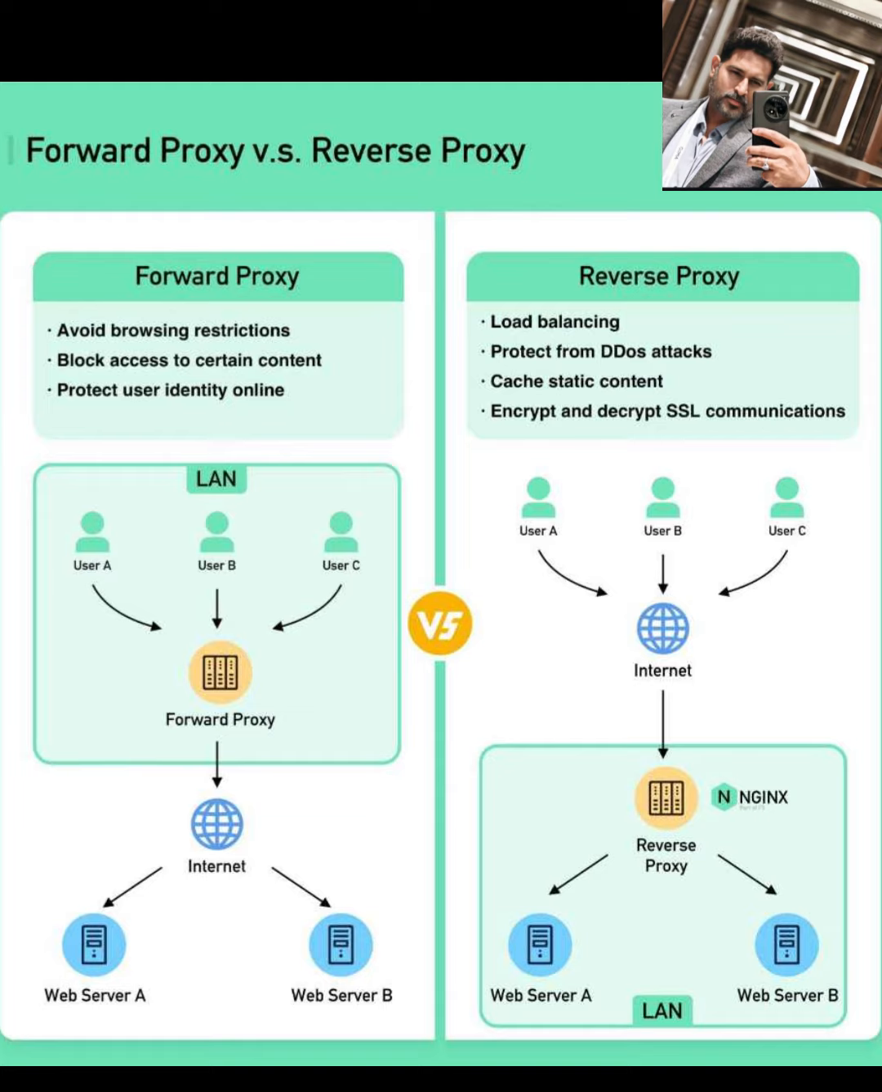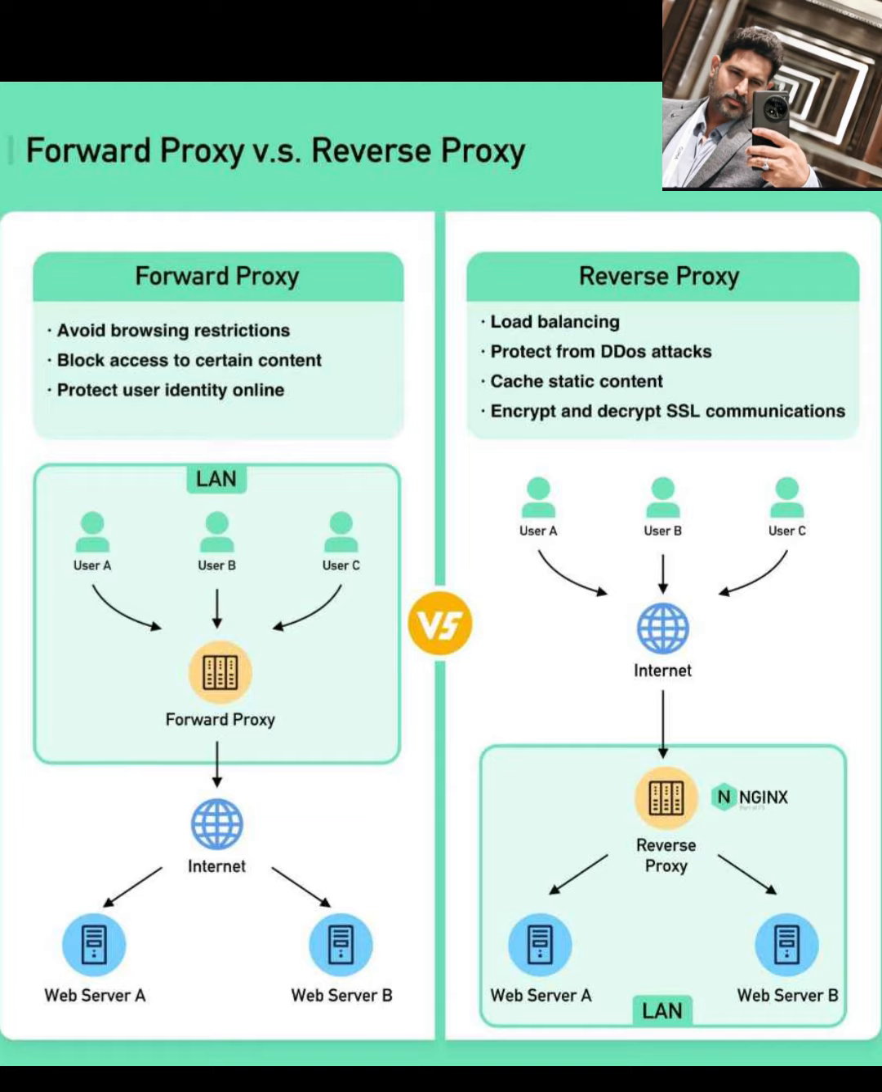Avoid browsing restrictions. Users can sometimes bypass geographical restrictions or censorship by routing their traffic through a forward proxy located elsewhere. Block access to certain content. Organizations often use forward proxies to prevent users on their network from accessing specific websites or types of content, like social media or adult sites. Protect user identity online. Since all requests appear to come from the proxy's IP address, it helps protect the user's identity online, making their individual activity harder to trace directly back to them.